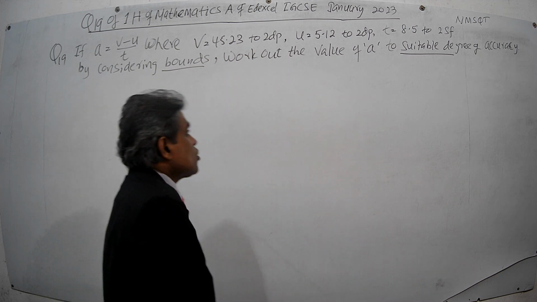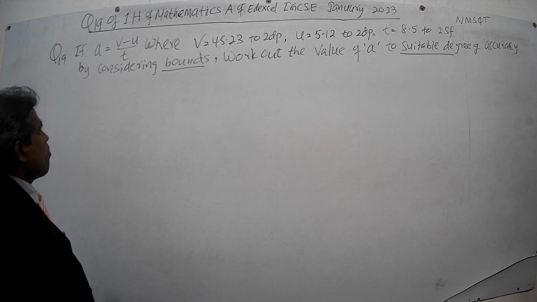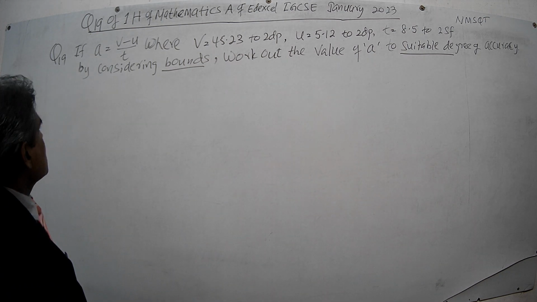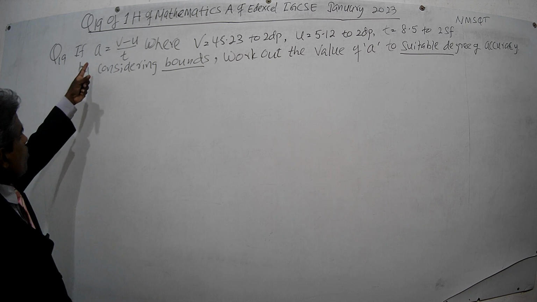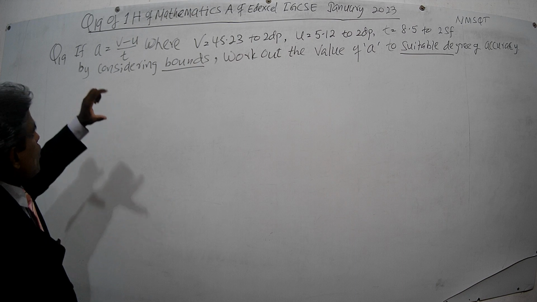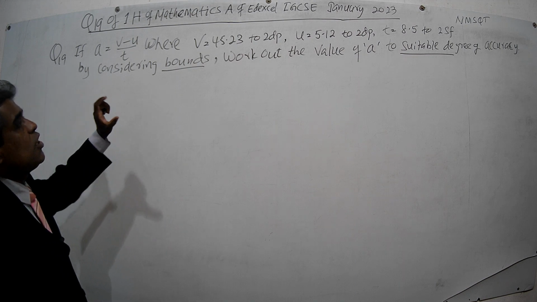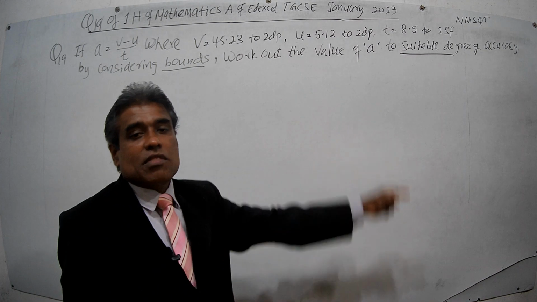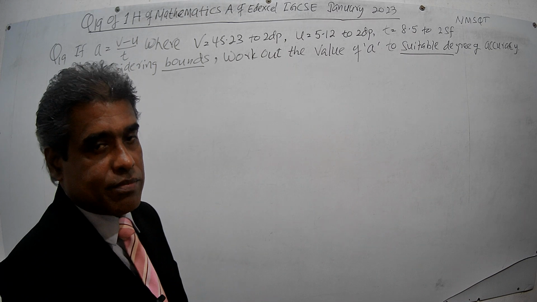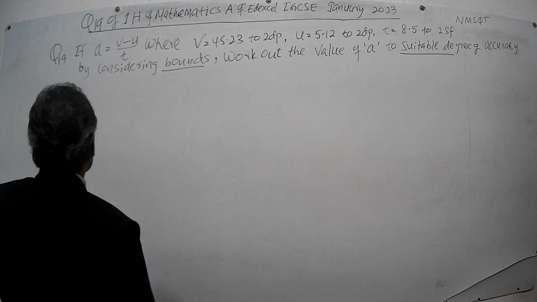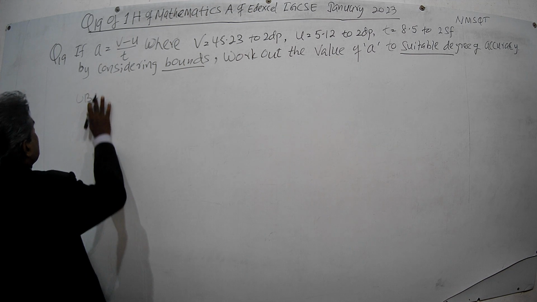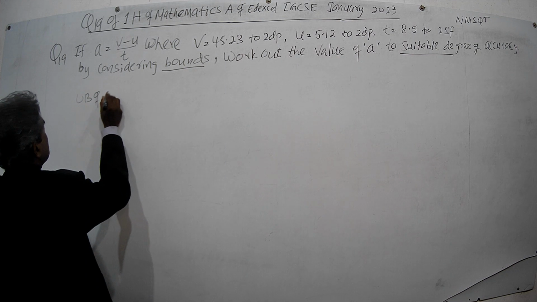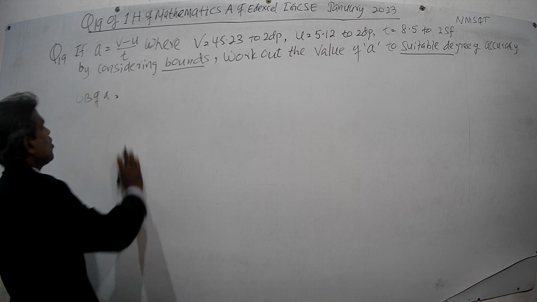They ask you to consider the bounds of A, which means we have to find the upper bound of A and the lower bound of A, consider those bounds and choose the suitable degree of accuracy. Then we will calculate first of all the upper bound of A. How do you find the upper bound of this?